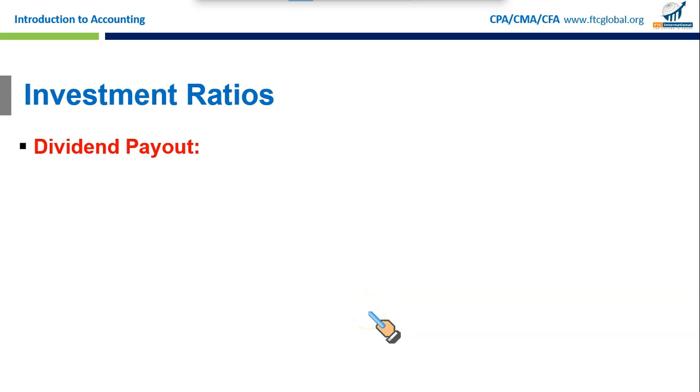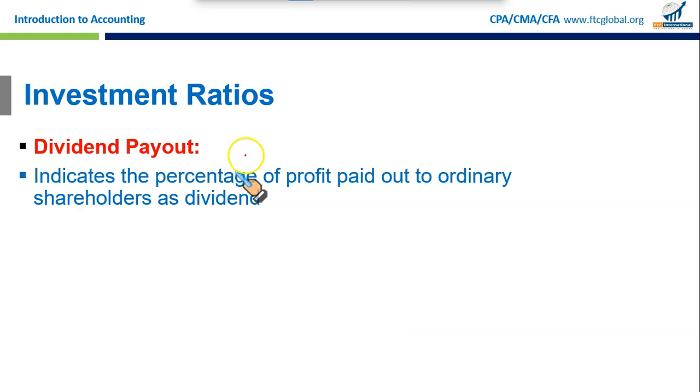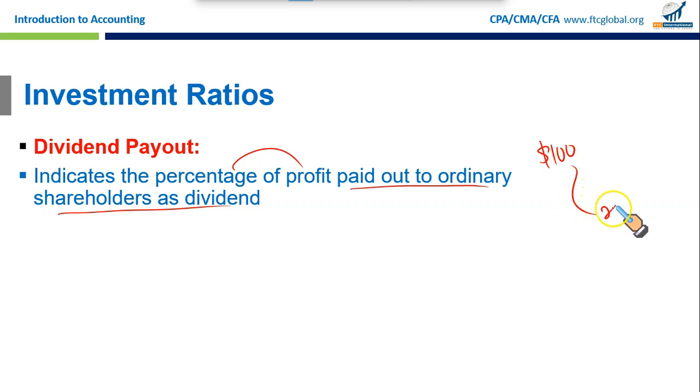Next, we have dividend payout. Dividend payout shows you how much of the profit earned during the period is being given to the ordinary shareholders. It indicates the percentage of profit paid out to ordinary shareholders as dividends. Let's say the company generated $100 profit. Out of this, $20 is given as dividend to the shareholders. This is called dividend payout.